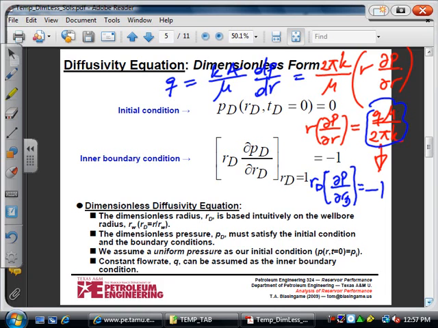And the outer boundary condition will be first the infinite acting reservoir. So if you use the outer boundary condition PD, this will depend on the value for RD. If you impose an infinite boundary condition, then RD will go to infinity. And at infinity, your pressure will be the initial pressure. So you can impose your outer boundary condition to become 0 if you have a reservoir which is infinite acting. Okay?